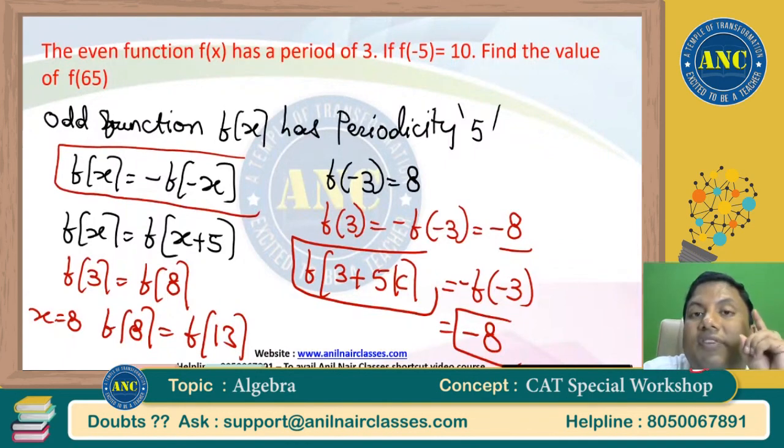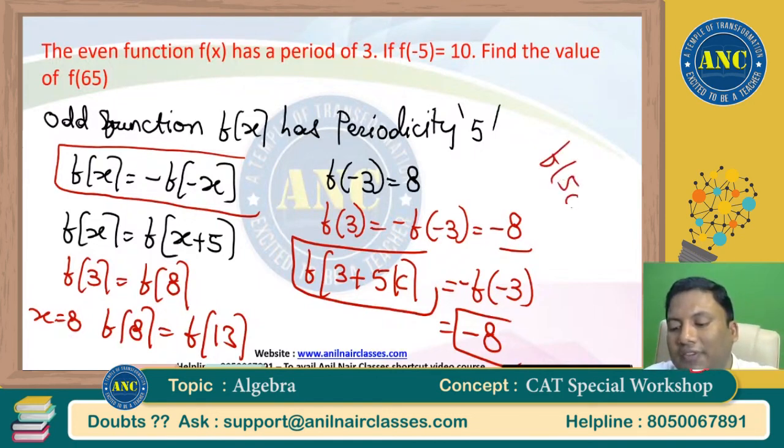Even function is f of x equivalent to f of minus x. Odd function is f of x equivalent to minus f of minus x. F of minus 3 is 8. X is 3. So f of 3 is minus 8. F of 8 will be minus 8. F of 13 will be minus 8. 3 plus 5k, it will be minus 8. You can keep any value. F of 58 is nothing but minus 8.